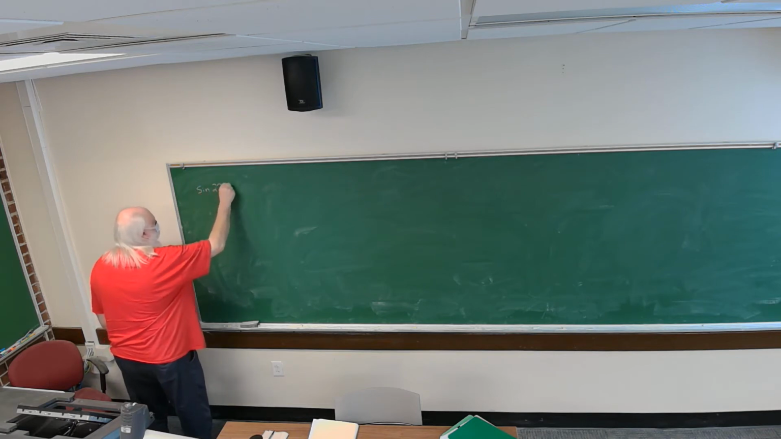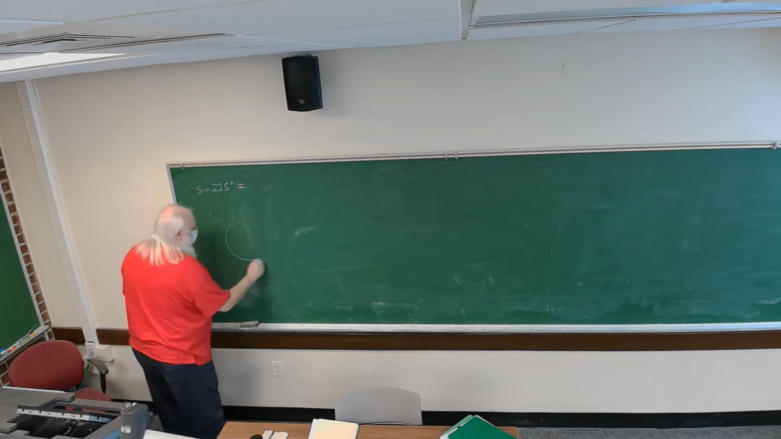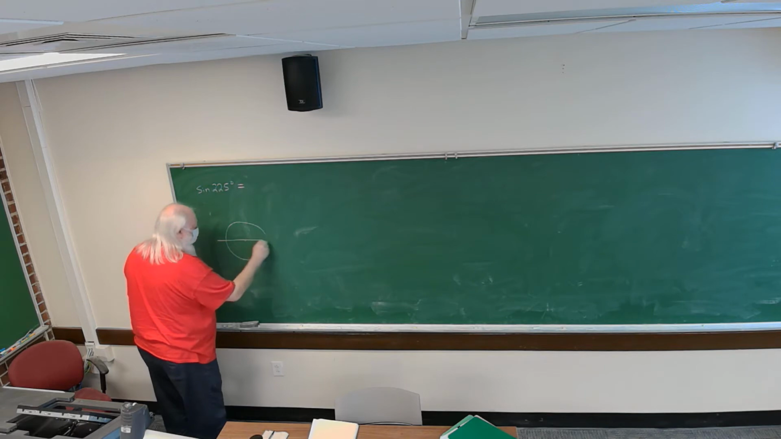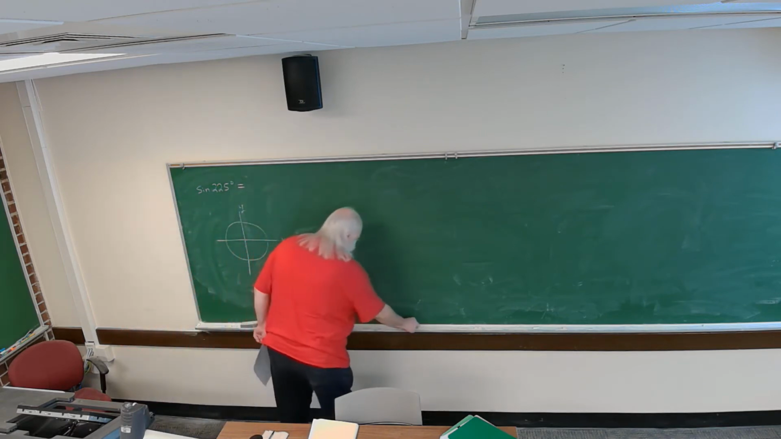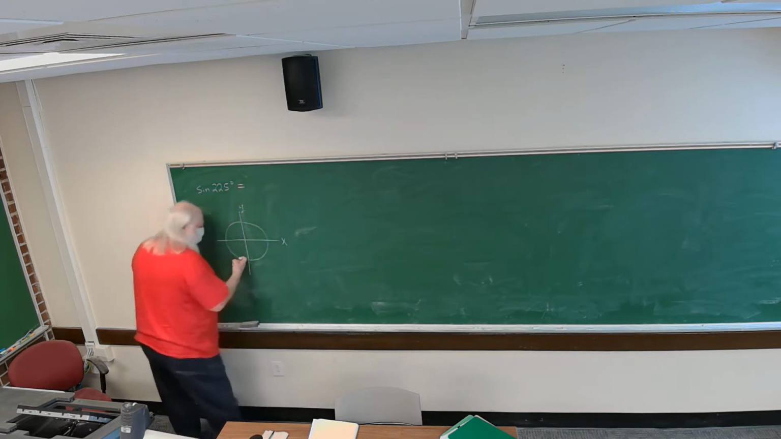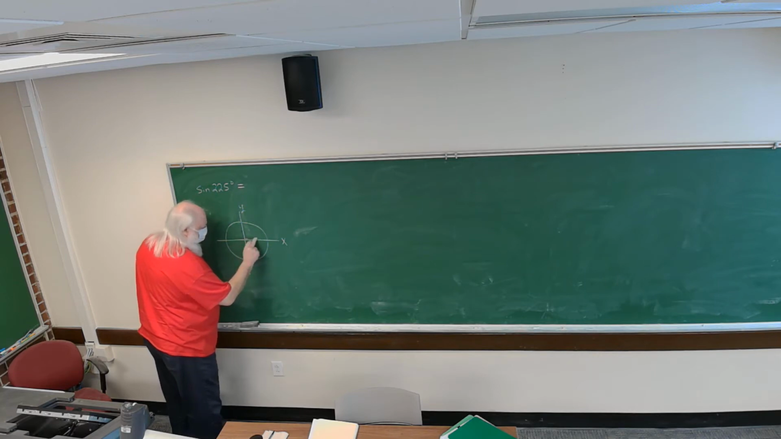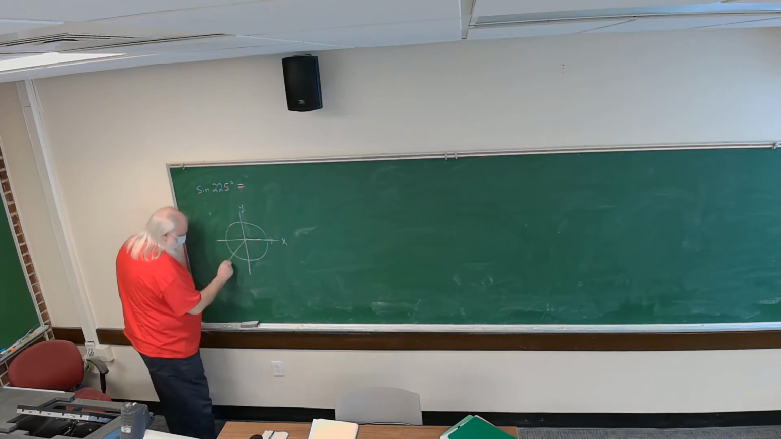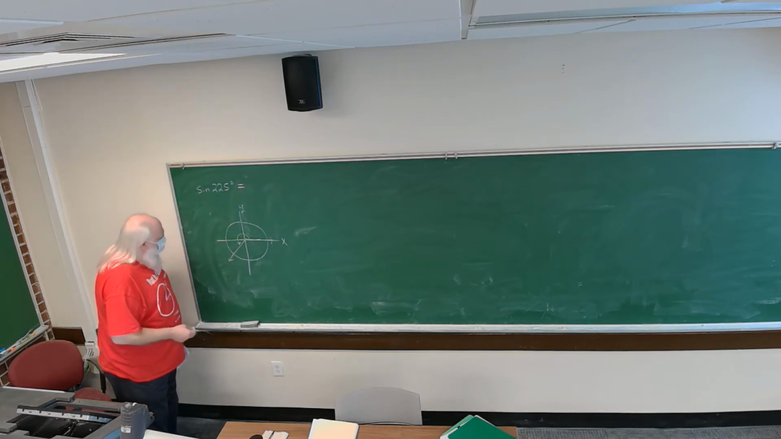What's the exact value of the sine of 225 degrees? Well, here's my unit circle. And the angle 225 degrees is less than 270, but more than 180. So here's the initial side, standard position. And so 225 is more than 180, but less than 270. So that's the angle 225 degrees.